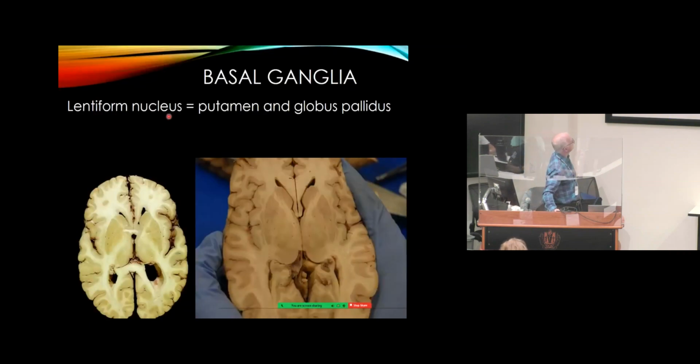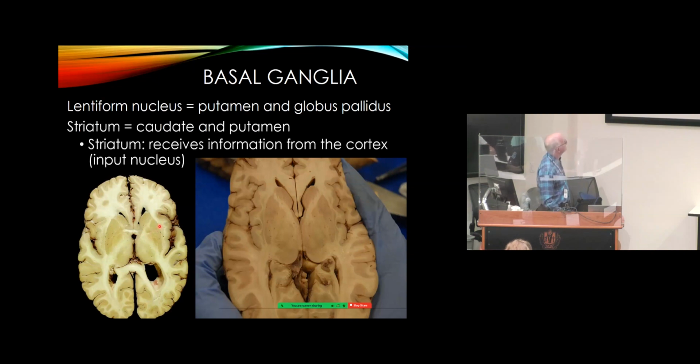Okay, so again, lentiform refers to the putamen and the globus pallidus. The striatum refers to the caudate and the putamen. And as a very big picture, later in the course, we will map out all the connections and what is going where.